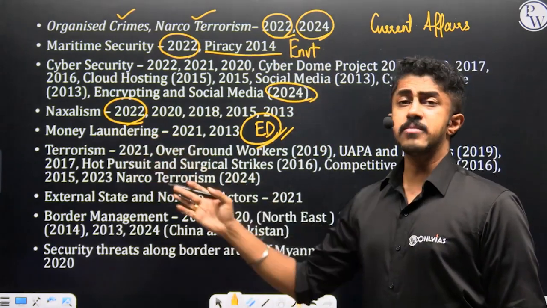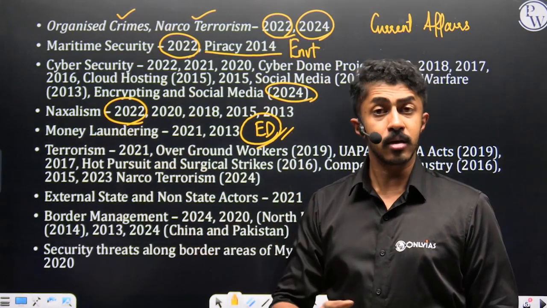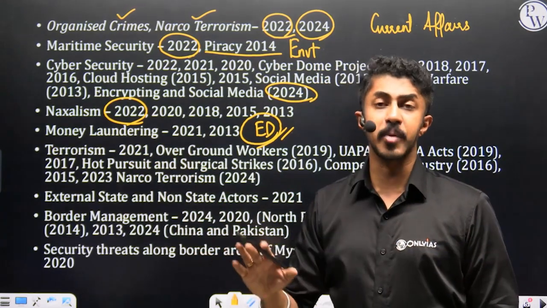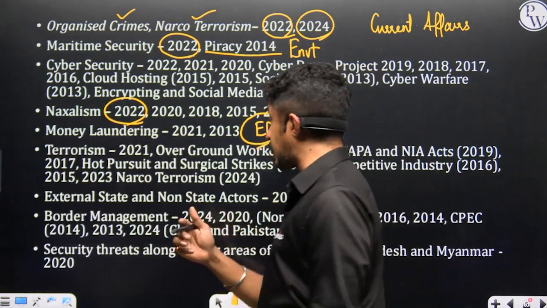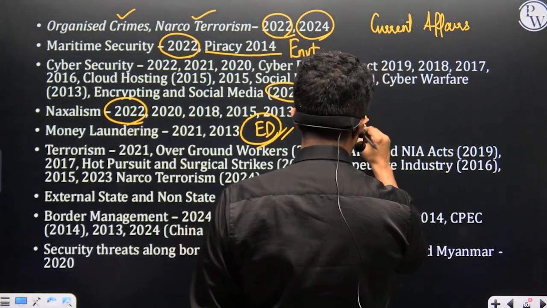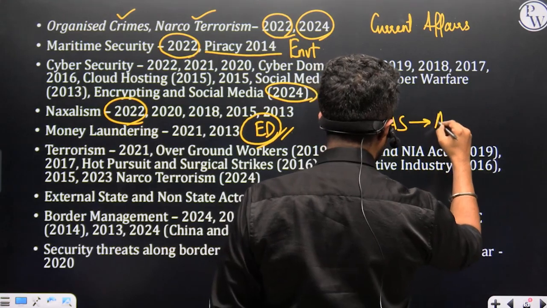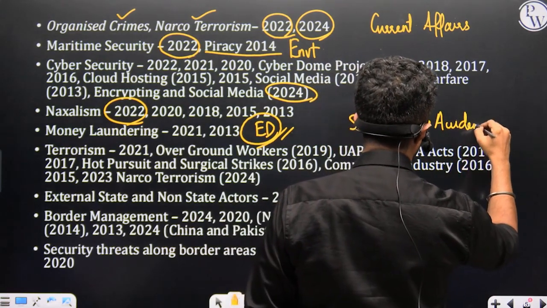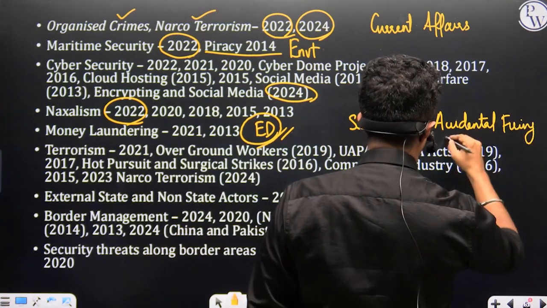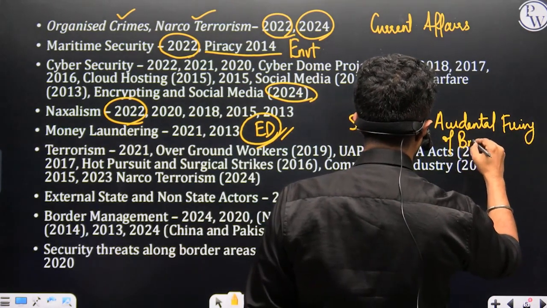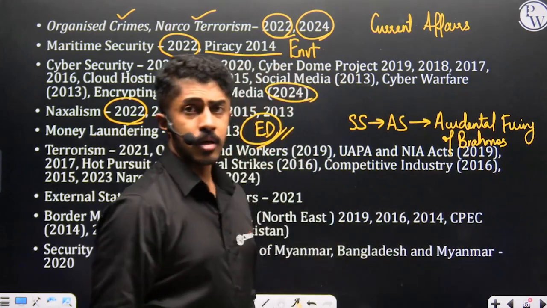Then obviously comes terrorism. The Pahalgam attack, the Operation Sindoor following that, these can be easily expected. So the whole sequence of events, right from the surgical strike to the air strike, including the accidental firing of BrahMos. Many people have conveniently forgotten this incident.